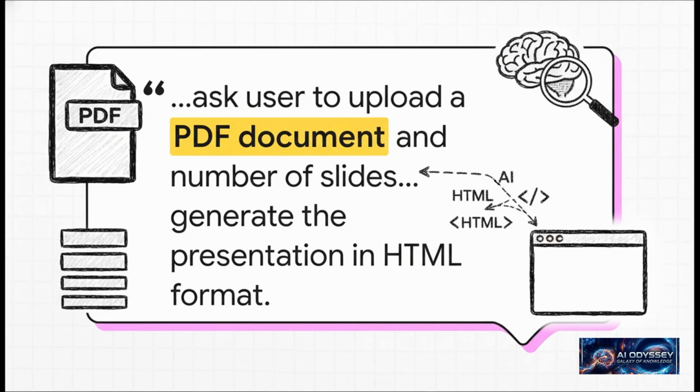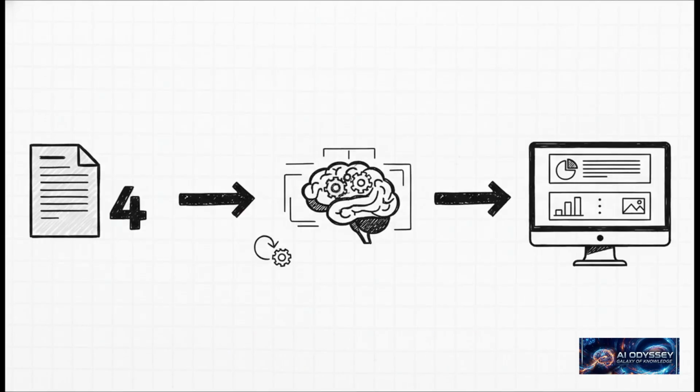And what was the result? Well, the user uploads a 2-page paper, says they want 4 slides, the AI agent reads the whole thing, figures out the key points, structures them, and spits out a really clean HTML-based presentation with 4 slides. This just shows how you can easily tweak your instructions to refine and seriously improve the final output.